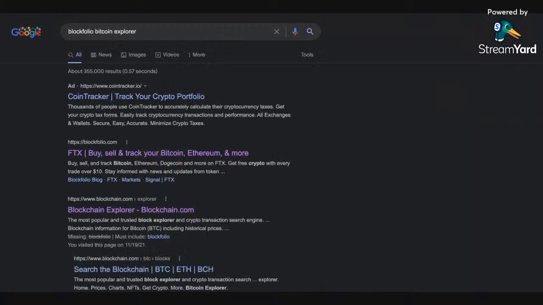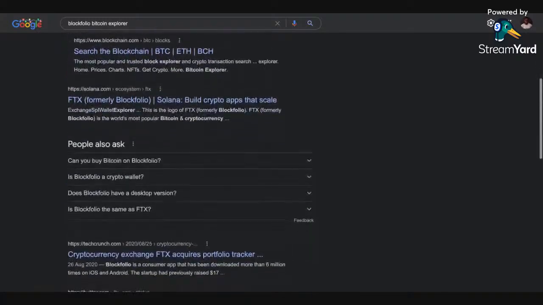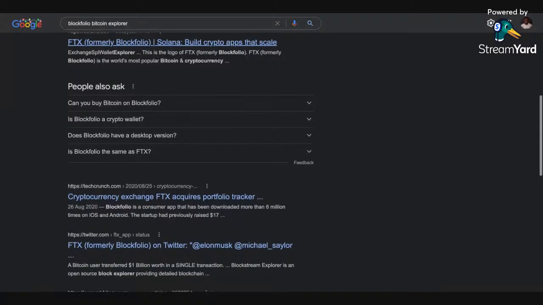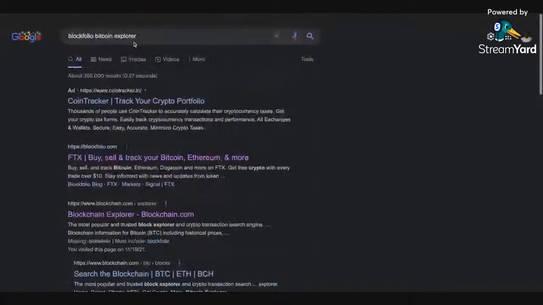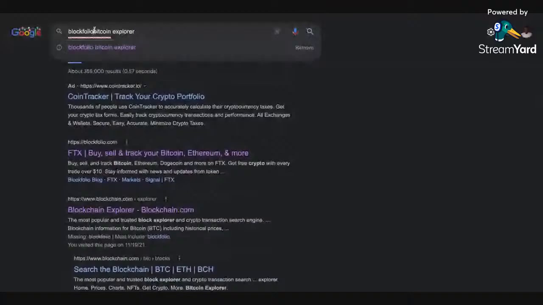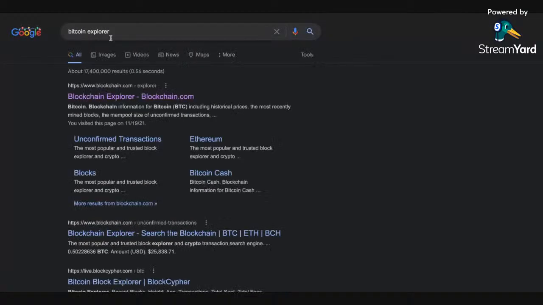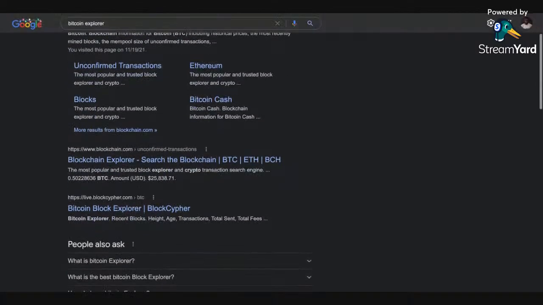The Explorer is not there. It should be, I suppose. Okay, Blockfolio actually rebranded to FTX. Let's just search for a Bitcoin Explorer outside blockchain.com. Bitcoin explorers are many. You can just search the keyword and you get them.